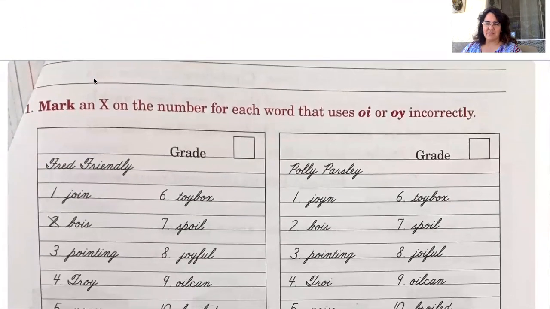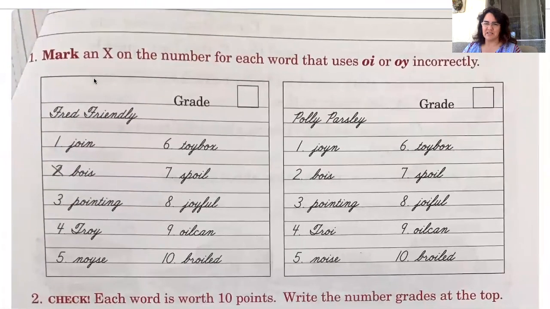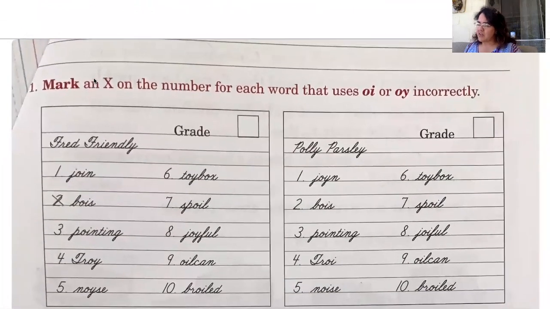All right, looks like my technical difficulties just fixed themselves. Here we go. Boys and girls, we have to mark an X on the number for each word that uses the OI or the OY correctly. Now, remember that OI is the oi in coin, and the OY is the oi in boy. Now, we normally see the oi in coin in the middle of the word, and we find the oi in boy at the end of the word. So you're going to put an X on the number for each word that uses it incorrectly.